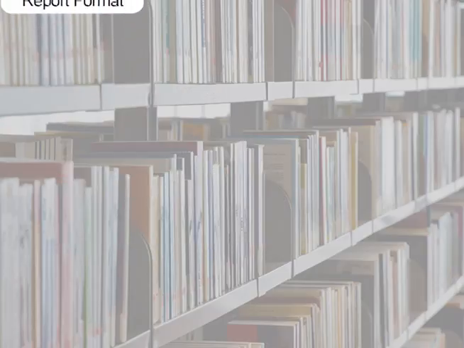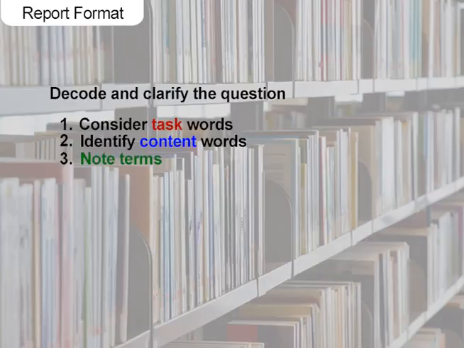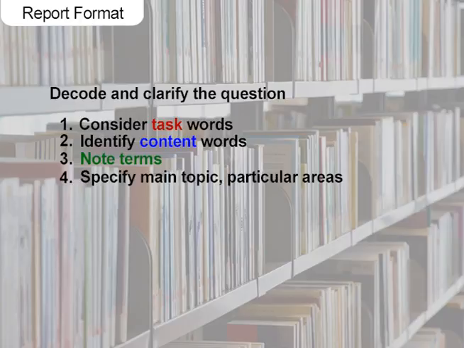This gives an example of the report format. It suggests that you decode and clarify the question by first of all considering the task words, which are highlighted in red, then identifying the content words, which are highlighted in blue, and noting the terms of the question, which are highlighted in green. Then the next thing one should do is specify the main topic, particularly the areas that are going to be covered.